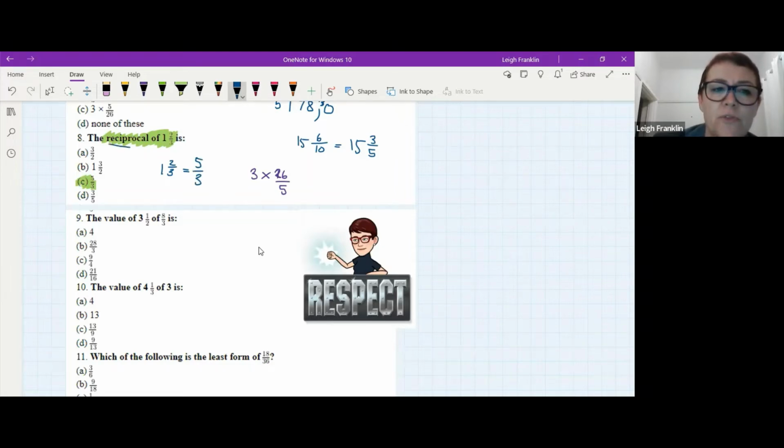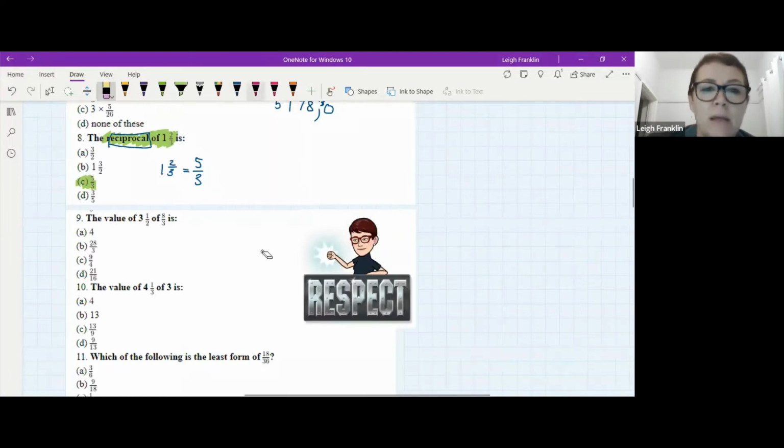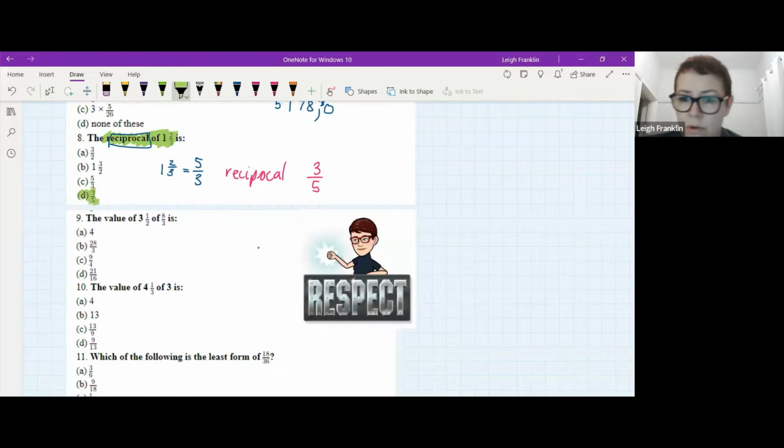Okay, but they asked us for the reciprocal. Do you know what the word reciprocal means, Ray 2? No. Okay, so that's an important word for you. The word reciprocal means to take what was in the numerator and put it in the denominator. And what was in the denominator, you put it in the numerator. So the reciprocal of 5 over 3 is 3 over 5. Okay, so it's definitely not question C. It has to be question D, the reciprocal.